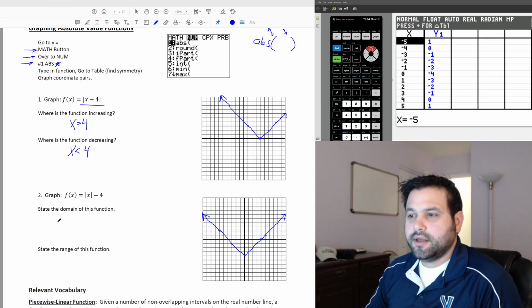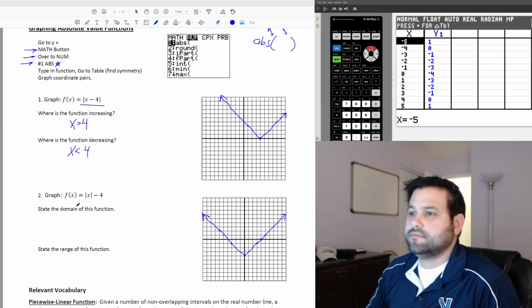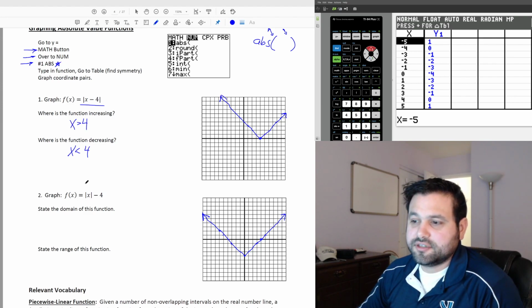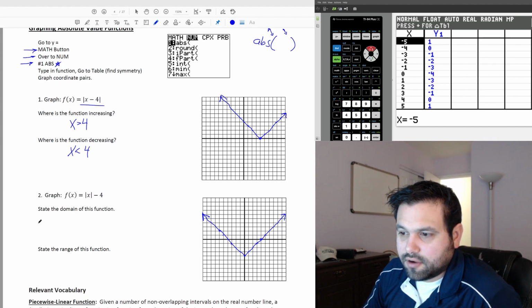So state the domain for this function. What x values can we use here? Just like any other absolute value function, I can plug in any real numbers. So this would be all real numbers.